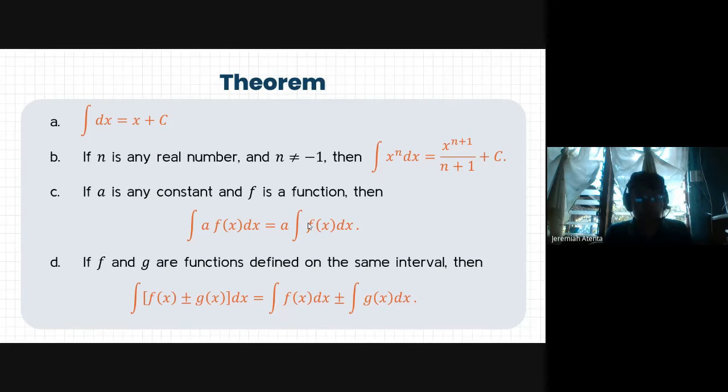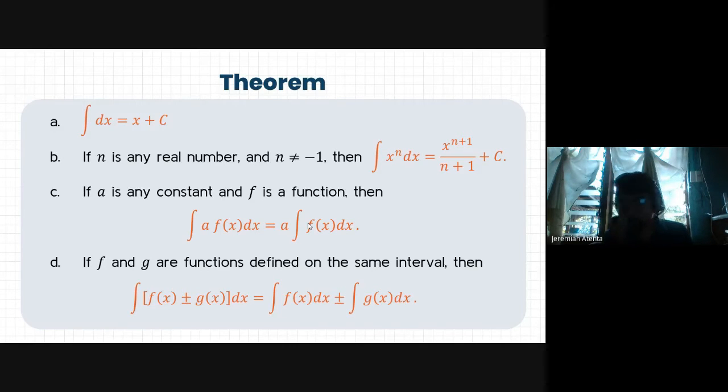And lastly, if f and g are functions defined on the same interval, then the integral of f of x plus minus g of x with respect to x is equal to the integral of f of x with respect to x plus minus the integral of g of x with respect to x. So therefore, from here, you can actually distribute the integral. Okay? Or the same siya sa differentiation rules, pwede nyong i-integrate yung bawat term. Okay, you will just skip the operation involved as long as it is addition or subtraction. Okay? I hope that is clear.